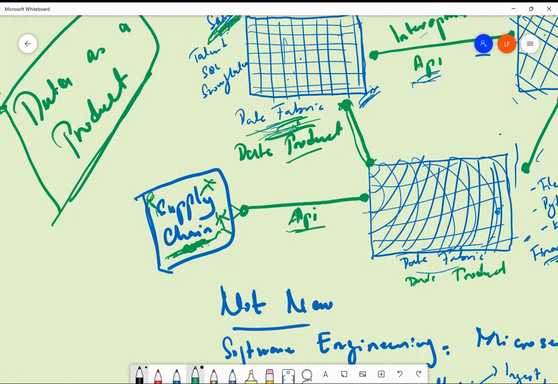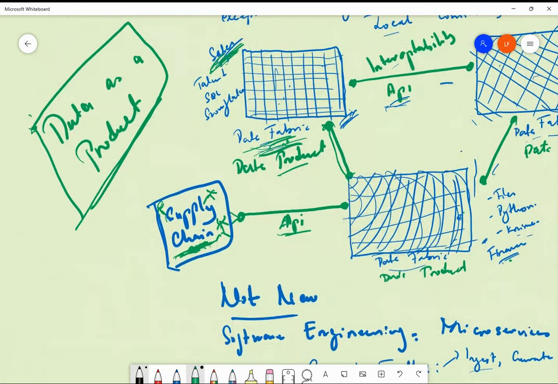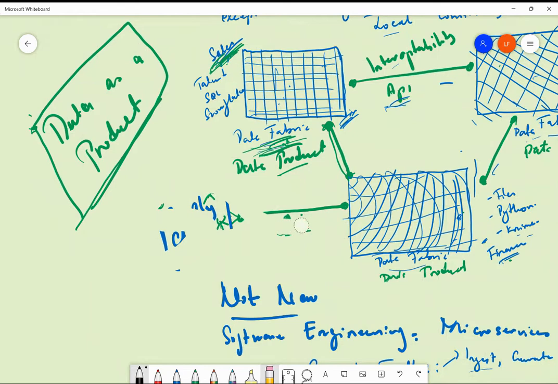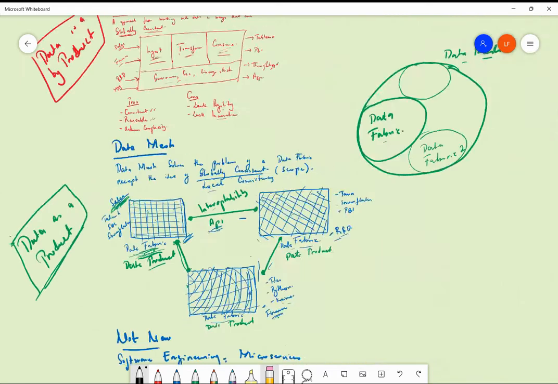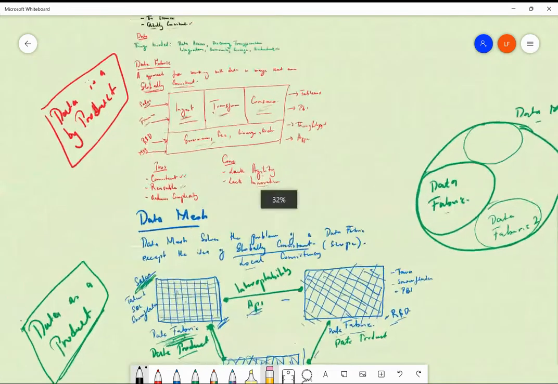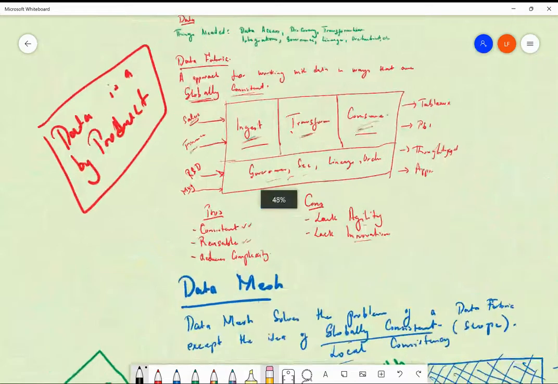So just something to really think about and to take home on this concept, that when we talk about data mesh and we talk about, let's cancel this. So when we talk about data mesh, we talk about data fabric is focusing on data as a byproduct.